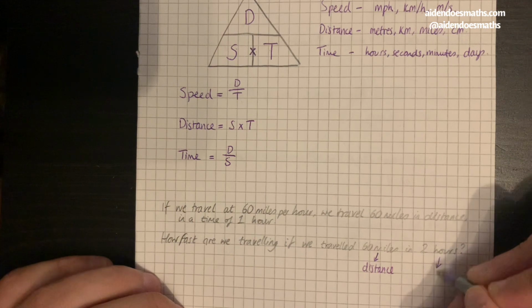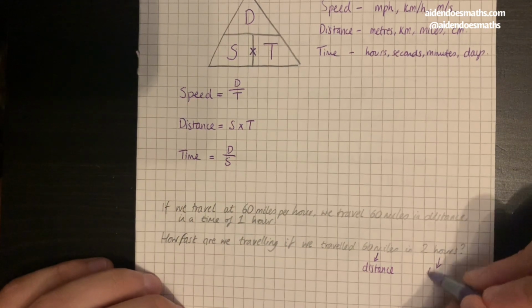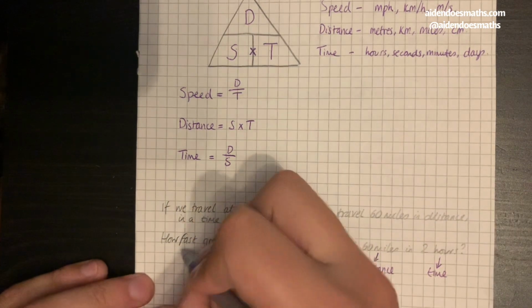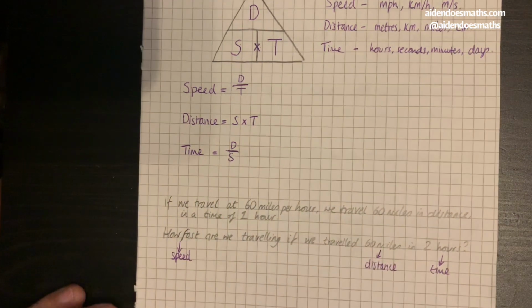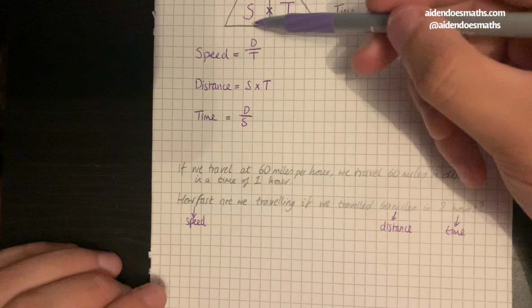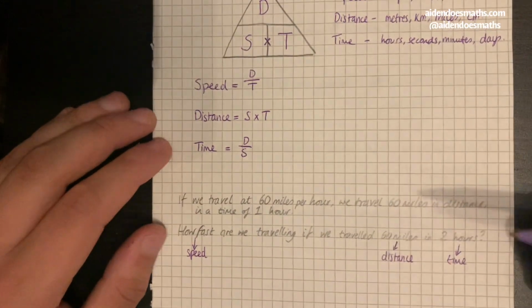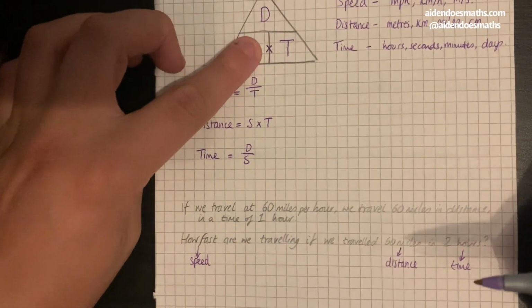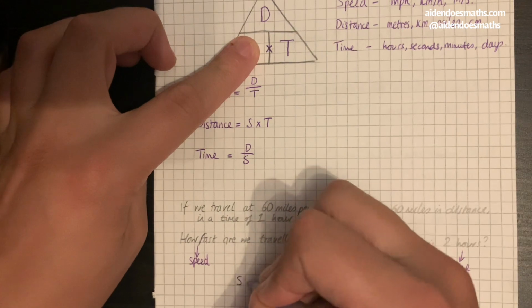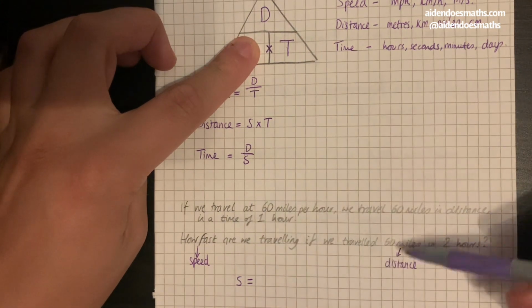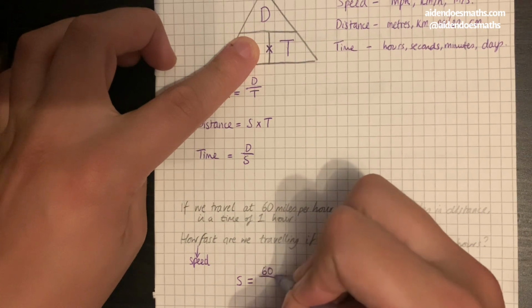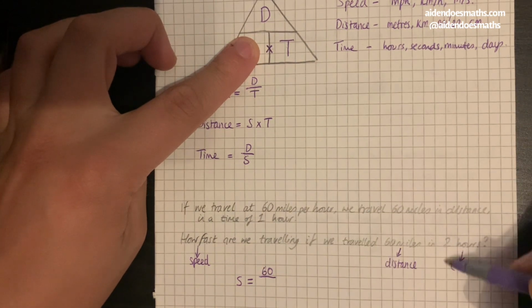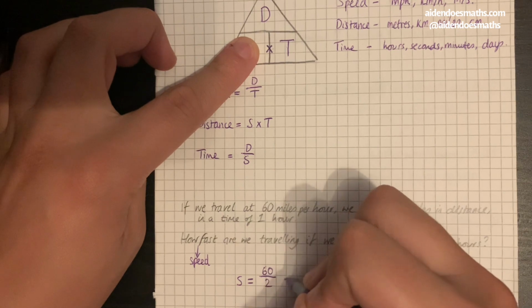Okay, and 2 hours is a time. And the question is asking us how fast. So fast means what is our speed? Okay, so we want to find out the speed in terms of distance and time. So cover up your speed. We can say speed equals distance, so 60 miles, divided by time, which is 2 hours, so 60 over 2.